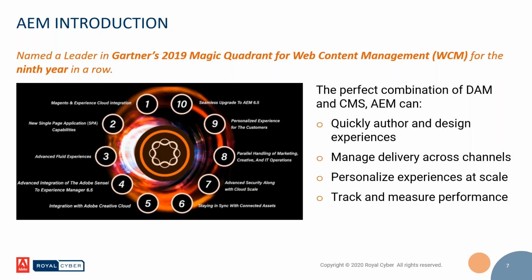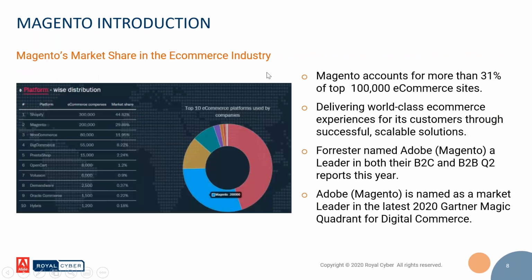So AEM has basically 4 main components. As we know, there's Sites, Forms, Assets, and Screens. And we'll be focusing in this training more on the Sites and Assets. Those are the 2 most widely used components of AEM.